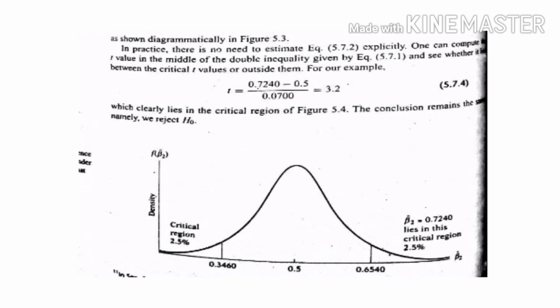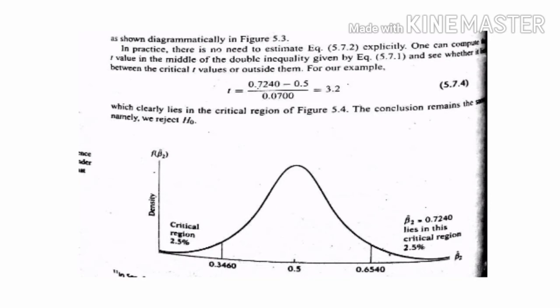In practice, there is no need to estimate the interval explicitly. One can compute the t-value and see whether it lies between the critical t-values or outside them. For example, t equals 0.7240 minus 0.5 divided by 0.0700. So the answer is 3.2, which clearly lies in the critical region in this diagram.